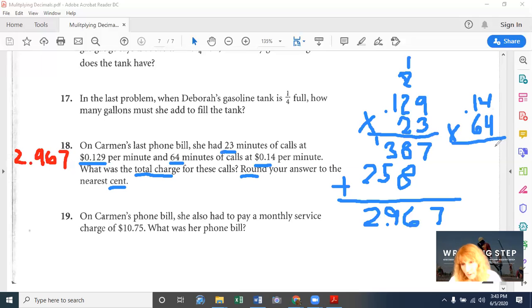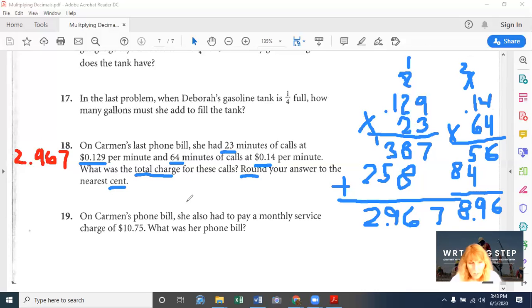And 4 times 4 is 16. Carry the 1. 4 times 1 is 4, plus 1 is 5. 4 times 6 is 24. Put down the 4 under the 6. Cross that off and carry my 2. 6 times 1 is 6, plus 2 is 8. And I add it all up together. And I get 6. And I get 9. And I get 8. And how many numbers after the decimal? 0.14, so 2 numbers, so 8.96. So we're going to put that up here.